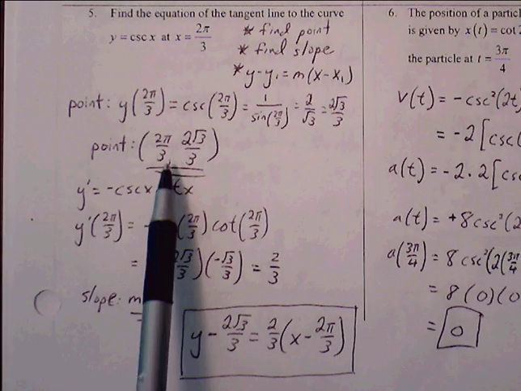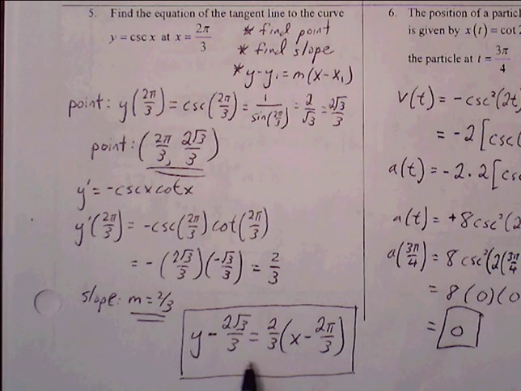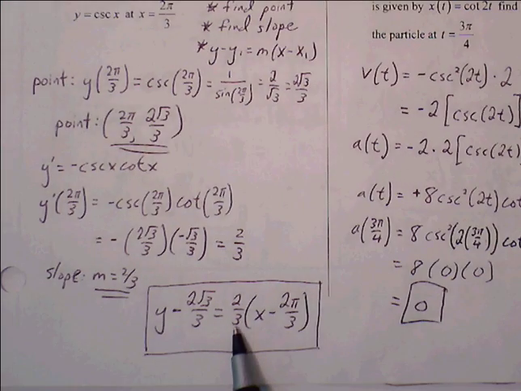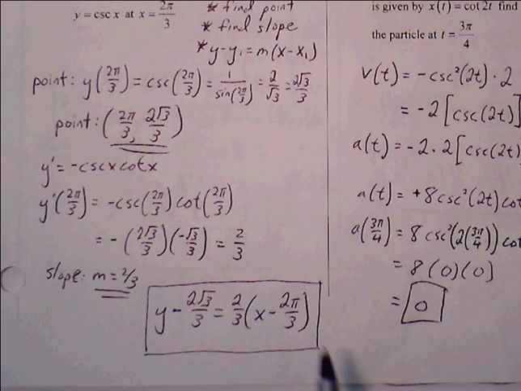We have our ordered pair. And now we can plug into the point-slope. y minus y sub 1 is equal to the slope m, which is 2/3, times x minus x sub 1.